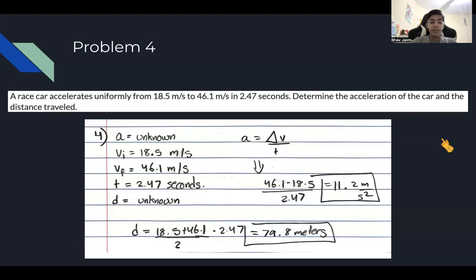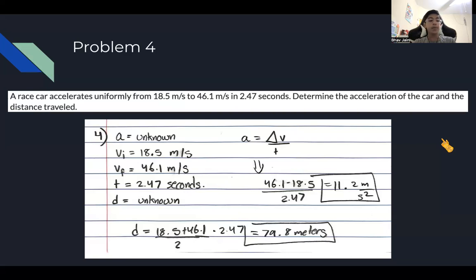Now that we solved for acceleration, we can solve for distance. So it's vi plus vf over 2 times time. So it's 18.5 plus 46.1 over 2 times 2.47, which is equal to 79.8 meters. So just by using these two simple kinematic equations, we got the acceleration and the distance traveled by the car.